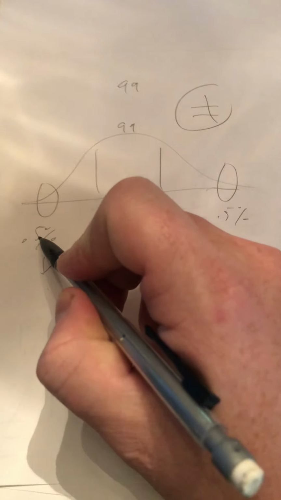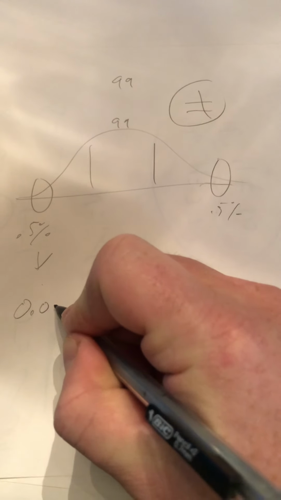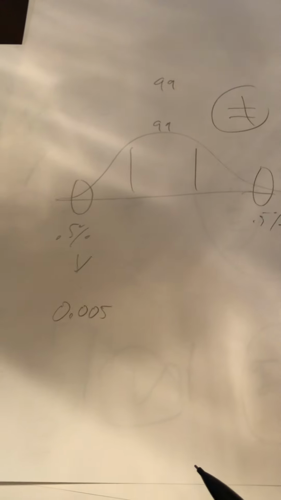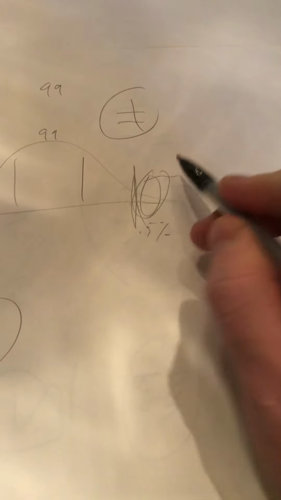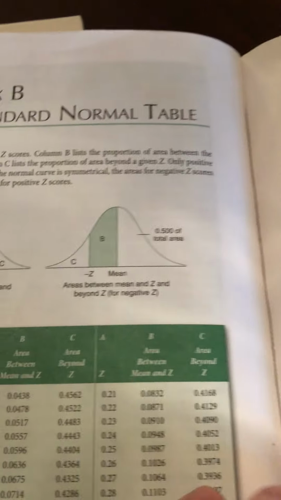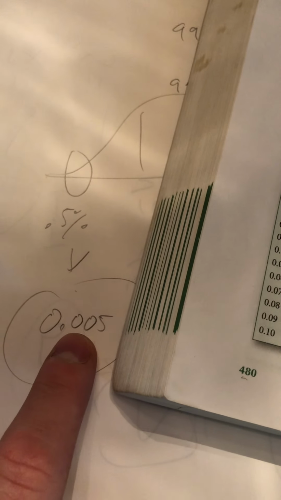Now, if it was one-tailed, it would just be 1% either above or below, depending. But since we're doing a two-tailed test, which is the not equal to, we have to account for it being above and below. So if you convert the 0.5% into a proportion, it's 0.005, right? So is this the area beyond Z or the area between the mean and the Z? Well, it's the area beyond. So you're going to get the standard normal table out, and we want to find where the area beyond Z is equal to 0.005.